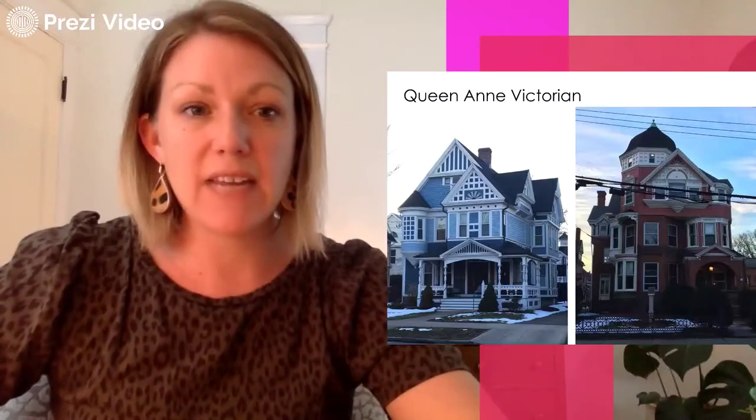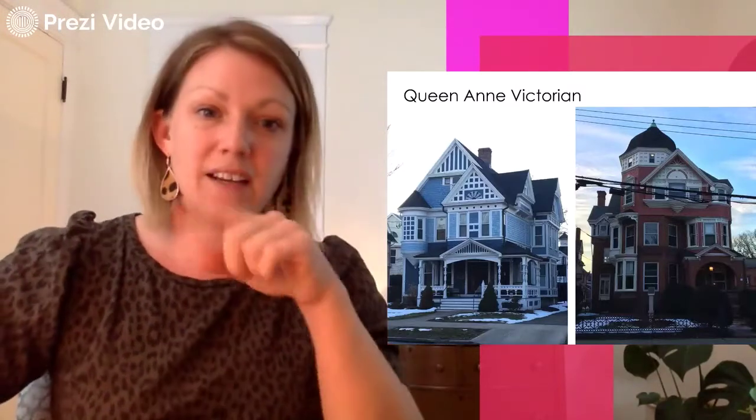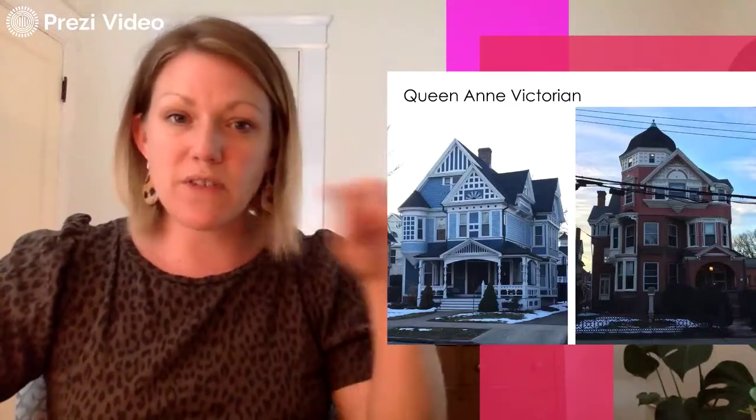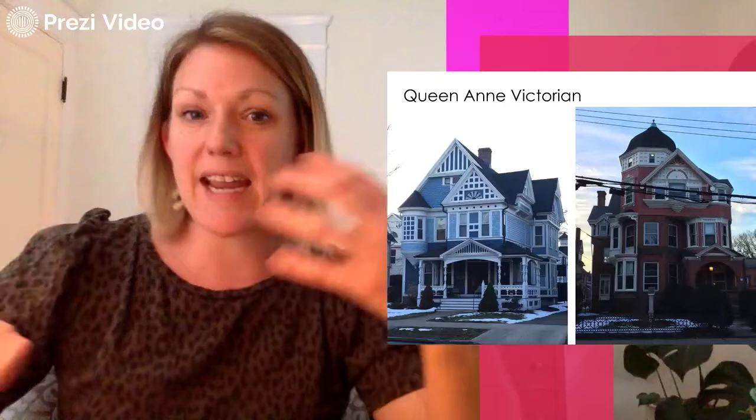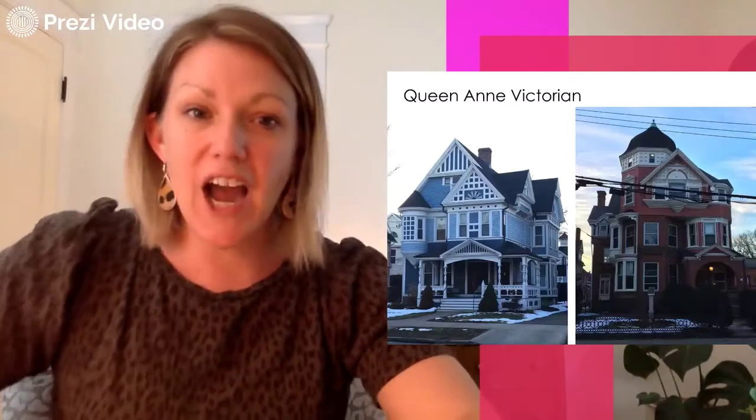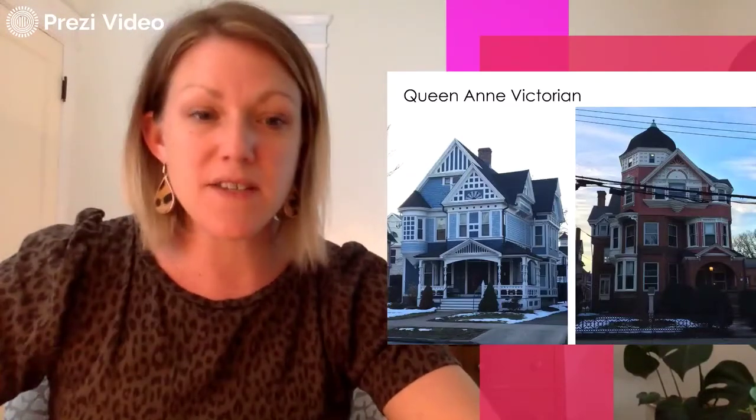Here's a few more Queen Anne Victorians. These have a lot of other characteristics of the Queen Anne Victorians where we see a lot of different types of materials. So you might see straight siding, scallop siding, all sorts of different trim patterns and things like that that add to that asymmetrical, very chaotic look of the Queen Anne Victorians.